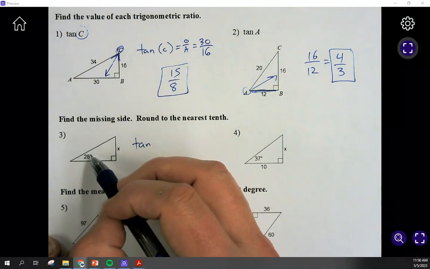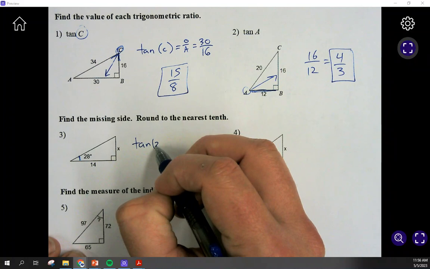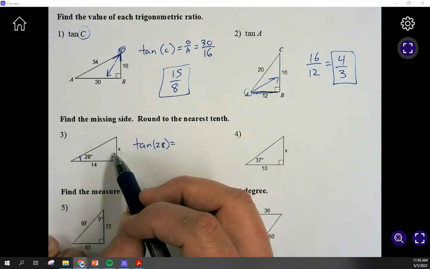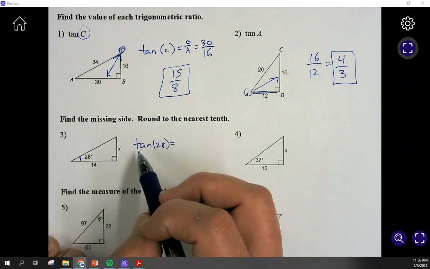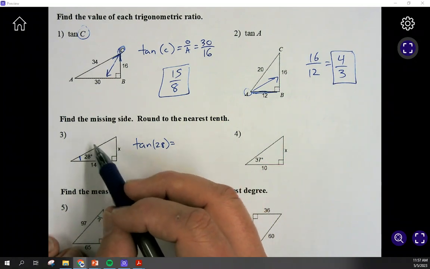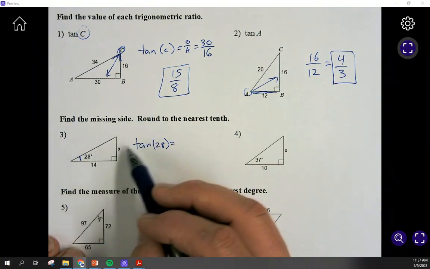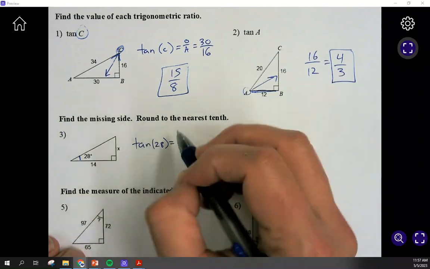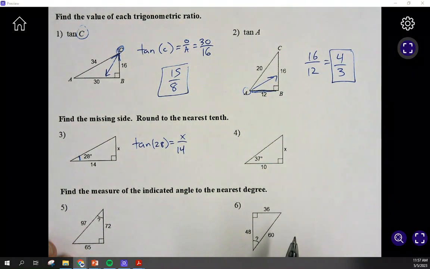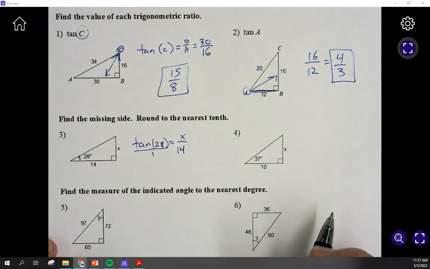Today's just tangent, but the reason we're using tangent is because from the angle of 28 degrees, the two sides I'm relating to each other are the opposite side and the adjacent, which means I use tangent. If I was using opposite and hypotenuse or adjacent and hypotenuse, then I would use sine or cosine, and we'll get into that soon. So this ratio sets up opposite over adjacent. So x over 14.